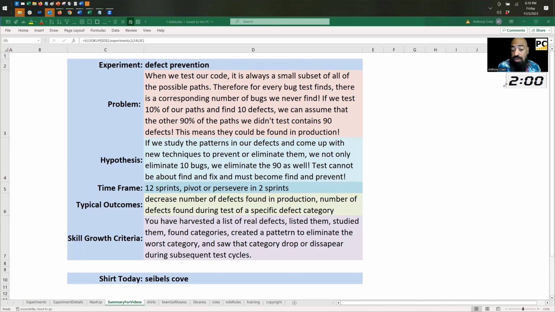And then you also have to see the category either completely disappear or at least drop during subsequent test cycles. As an example, let's say that uninitialized variables was your biggest category and you create a little automation that walks the code and finds them all and repairs them. And now you never find an uninitialized variable again. That would be a defect prevention experiment. Okay, so that is the experiment.